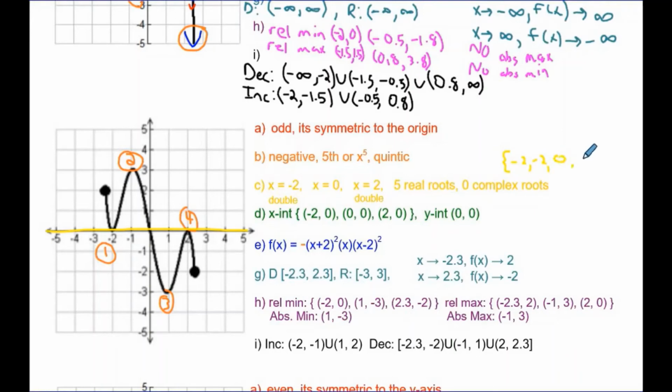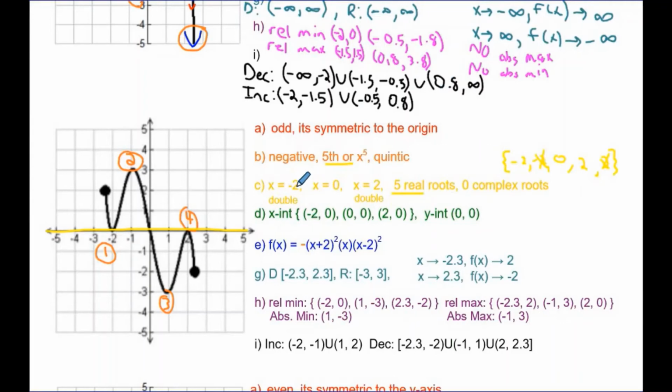Then we have 0, and then we have 2 that's also occurring twice, but because we don't write repetitive ones down, we cross these out of the list, turning 5 answers into 3 answers. So there are 5 real roots, and if this number matches this number, there's no room for complex, so there are 0. The next example will include some complex.